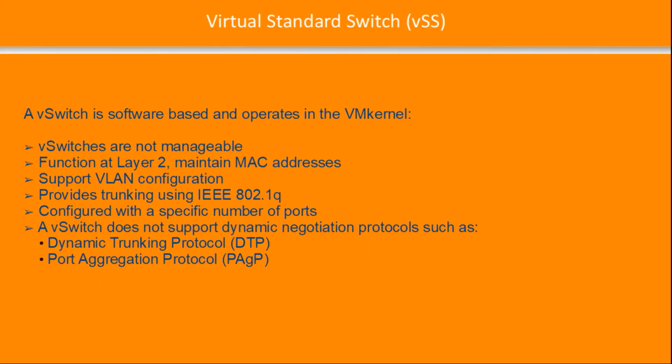Switches are not manageable. They function at layer 2 and maintain MAC addresses. There is no routing involved. They support VLAN configuration, which allows the traffic to be tagged and untagged as it passes between the virtual and physical networks. Provides trunking using IEEE 802.1q standard. The virtual switch is configured with a specific number of ports. In this case, it's 120 ports. A virtual switch does not support dynamic negotiation protocols such as DTP and PAgP.